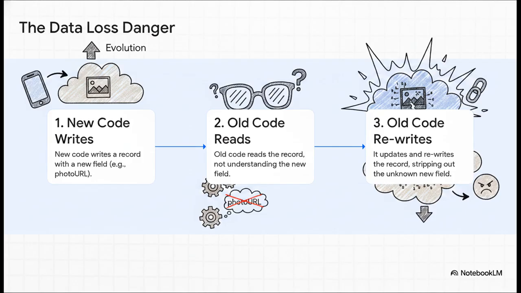Step 2, an older version of the code, which has no idea photo URL even exists, reads that same record to change something else. Step 3, the old code saves its changes, rewriting the entire record. And because it didn't know about photo URL, that field is just gone. It has been silently deleted. That's a super subtle but really critical data loss bug.